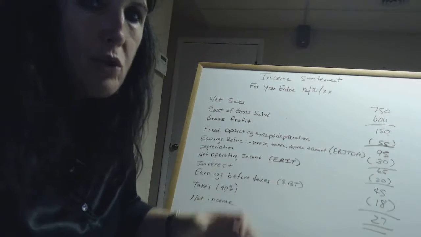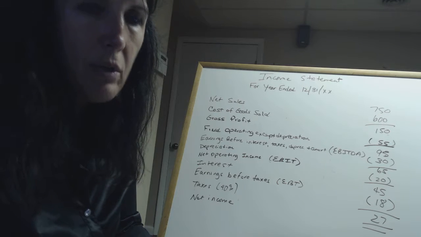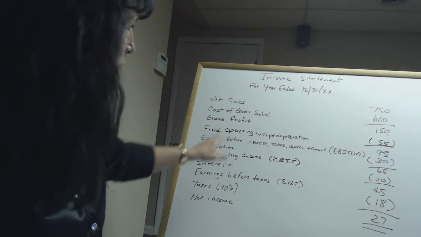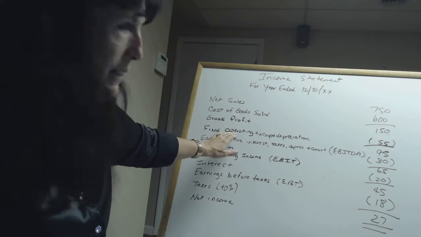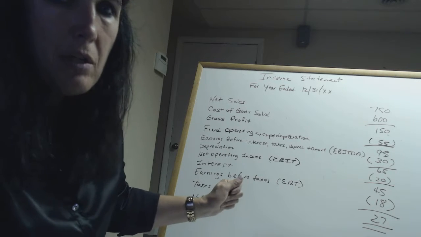So we had a gross profit, and that's the formula. Sales minus cost of goods sold is equal to gross profit, a gross profit of 150. So that's our next item. Then we have fixed operating costs, except depreciation.